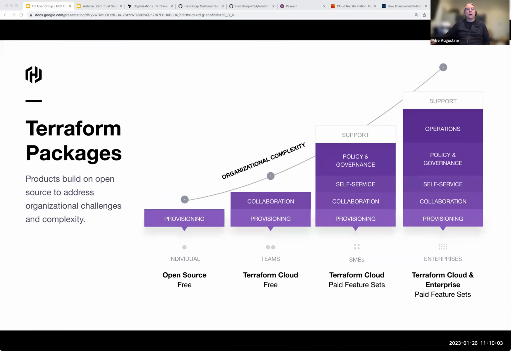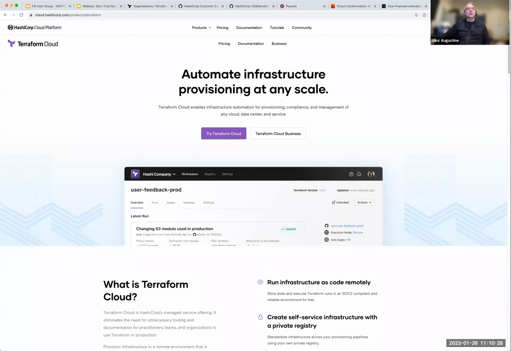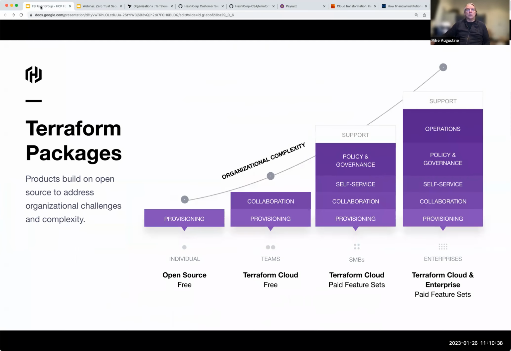So if you look at it this way, in another view from the open source or free offering, which is, like I said, still the core, as you move up through these features, Terraform Cloud has a free tier that you can get into today. Just go to cloud.hashicorp.com, and you can sign up and start to take advantage of that and start playing with things that we are talking about.